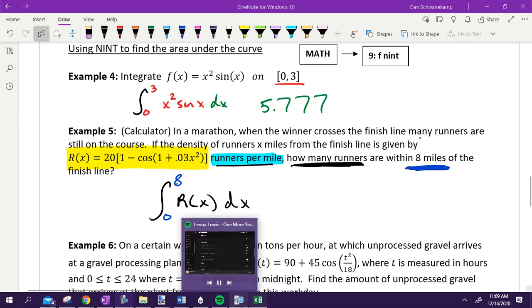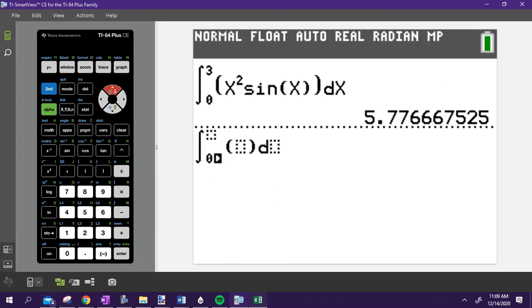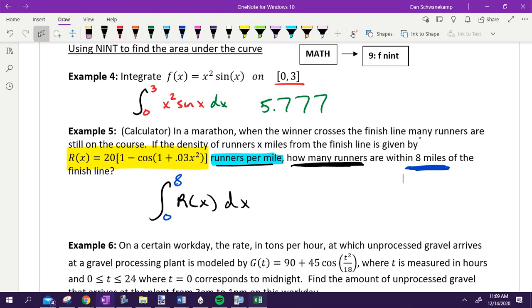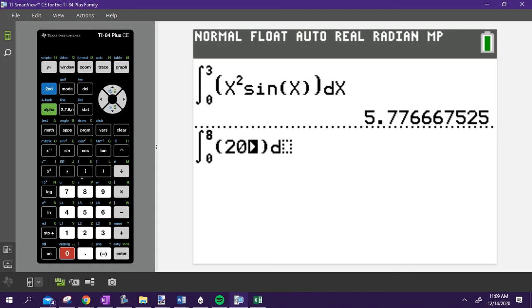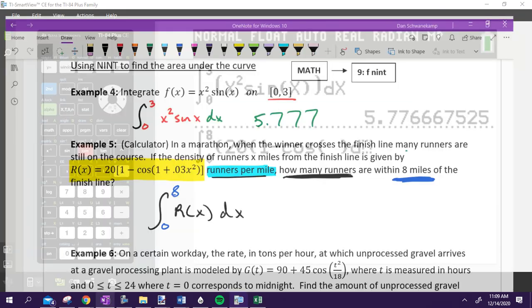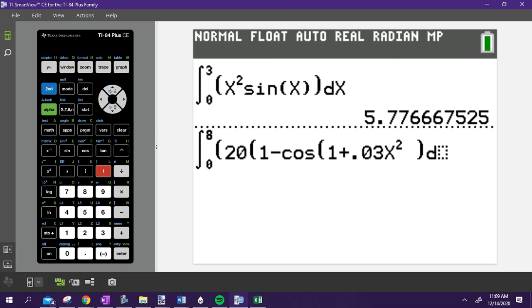All we got to do is type it in. So we type into my calculator. We go math 9. We're integrating from 0 to 8. Inside the parentheses, we got to type in that equation. So it's that 20 parentheses 1 minus cosine, and then another parentheses, and then it is 1 plus 0.03 x squared. Double check your equations.